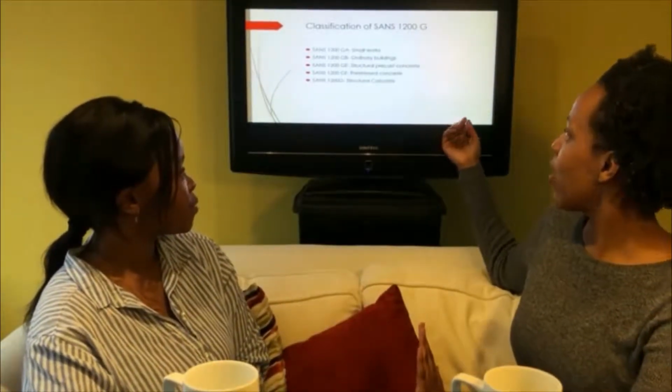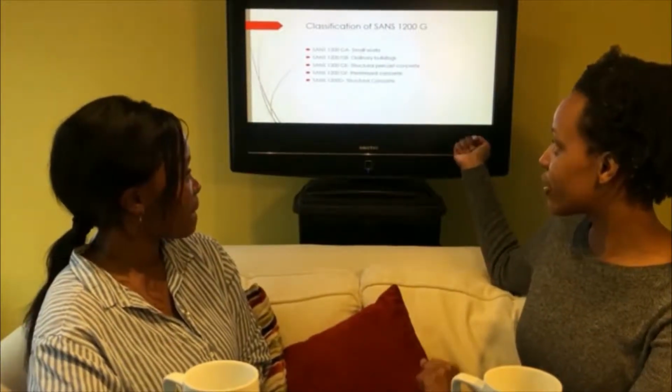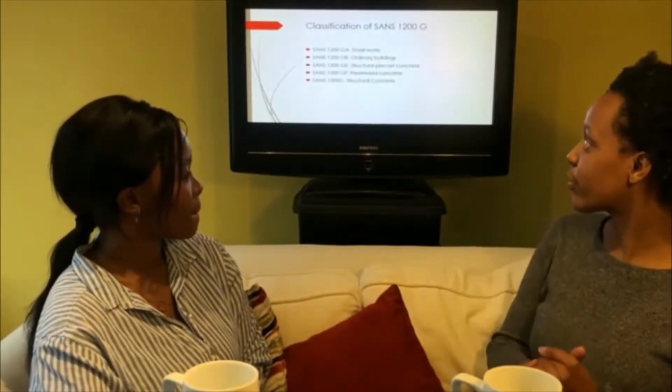This SANS is just exactly like the other SANS in how it's divided. It's divided into 8 clauses, but we're going to focus just on the 8th clause, which is the measurement and payment clause. This SANS has also divided itself into 6 smaller categories, whereby there's small works, ordinary buildings, structural precast, pre-stressed concrete, and structural concrete, and we are going to focus on the structural concrete.